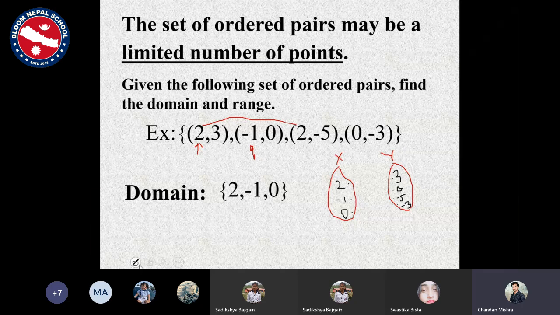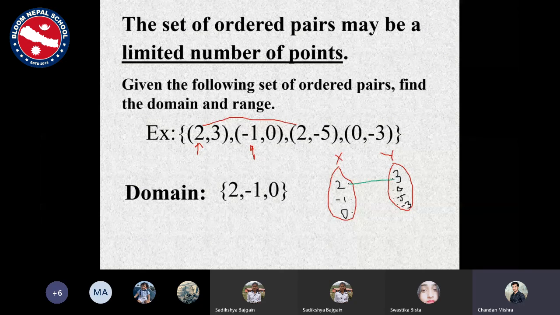Let me use a different color now. So what we'll do is we'll draw the relation. So your 2 points are related. So first one, 2 is related with 3, right? So we'll draw a line here, and it shows that after coming out of the function, if I put 2 as the input value in that function, it goes to 3. Similarly, -1 goes to 0, right? So -1 will go to 0.